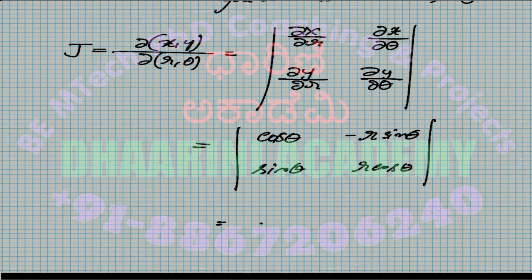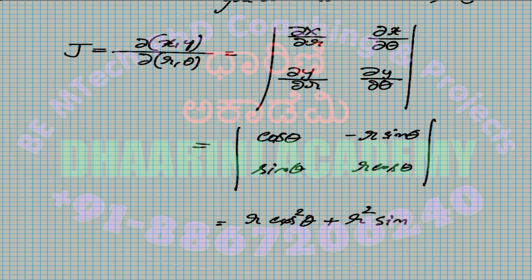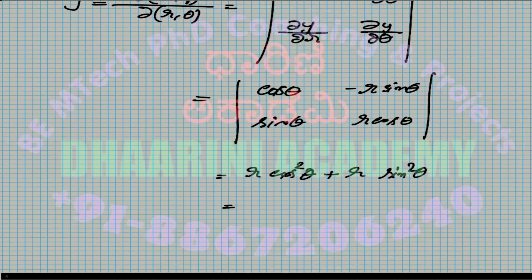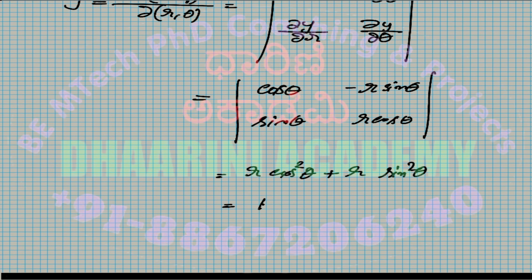So this is r into cos square theta, minus of minus cancels, plus r into sine square theta. I'll take r common. Cos square plus sine square equals 1. So this is 1 into r. So the answer is r. So that is the J value.